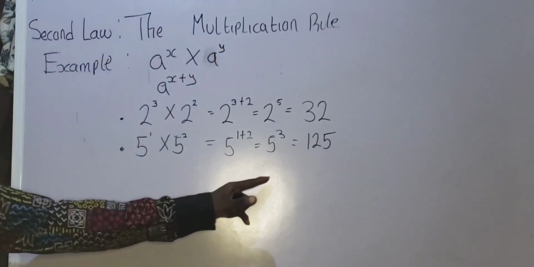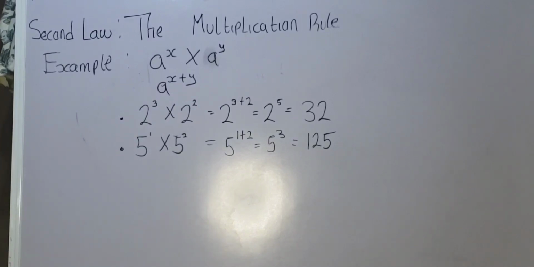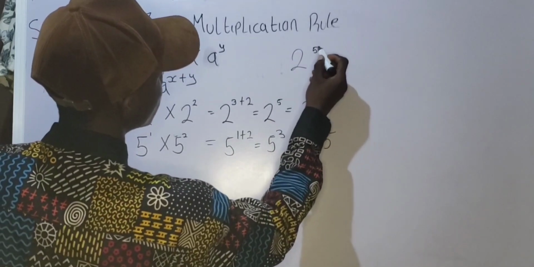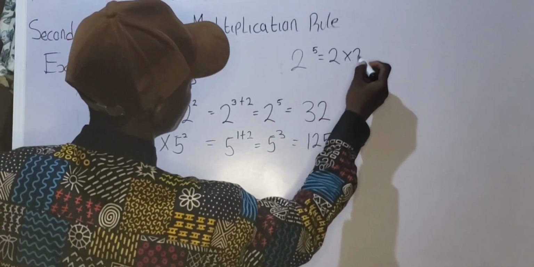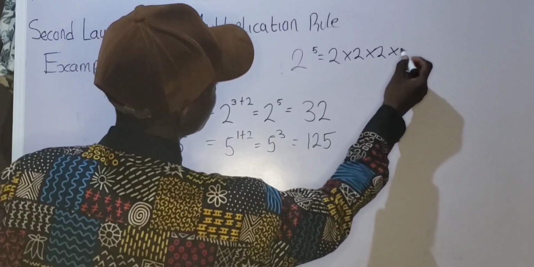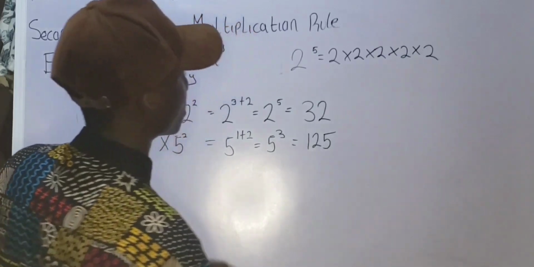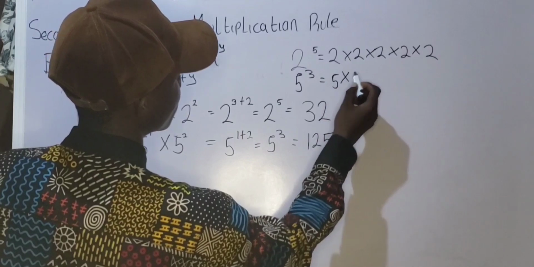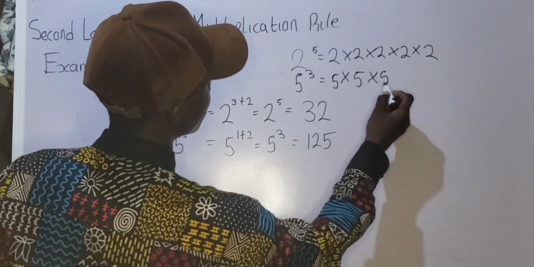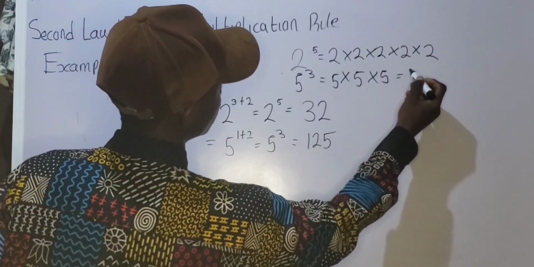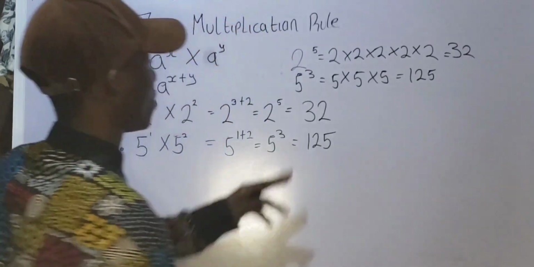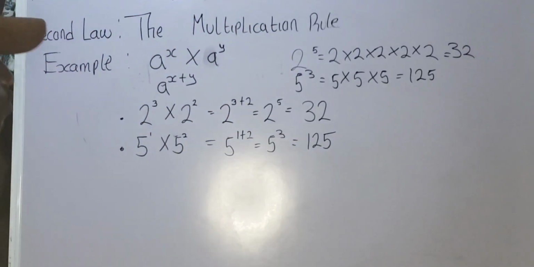Because 5 times 5 is 25. 25 times 5 is what? 125. This means the meaning of 2 raised to the power of 5 is 2 times 2 times 2 times 2 times 2. You understand? So 5 raised to the power of 3 is 5 times 5 times 5. So for this, I'm going to have 125, and for this, we're going to have 32. That is how I got 32 and 125.